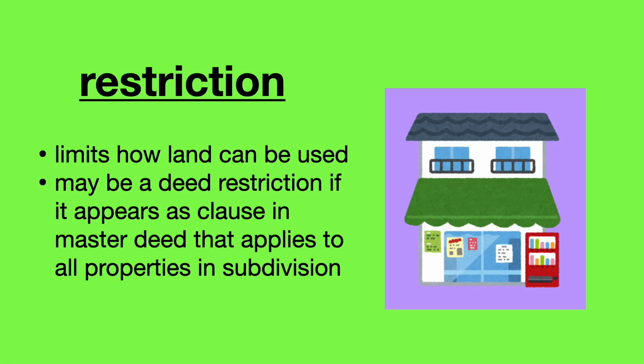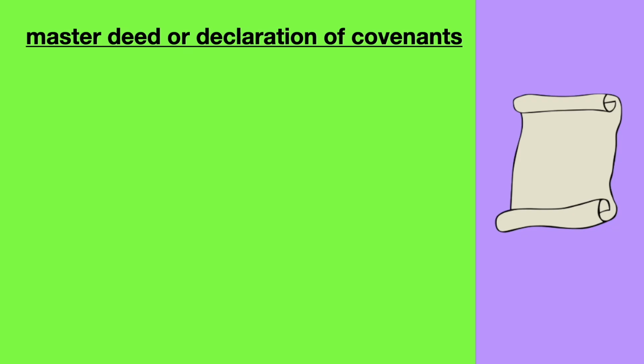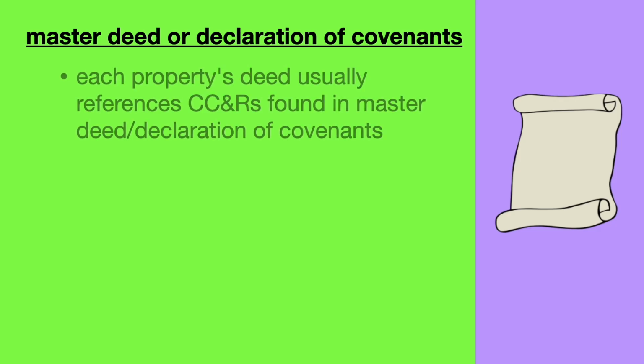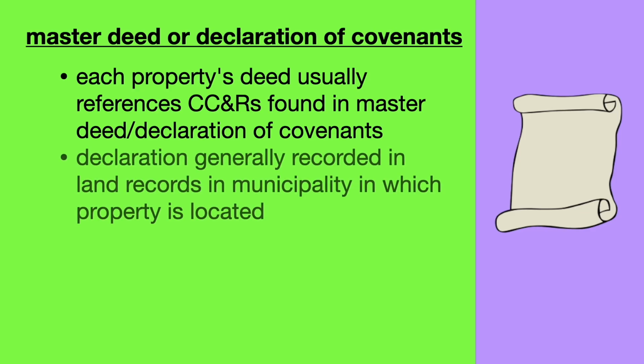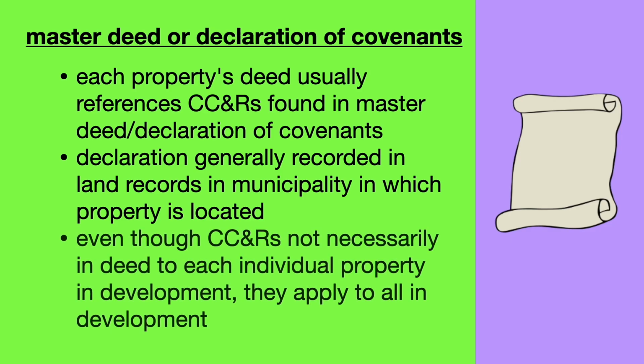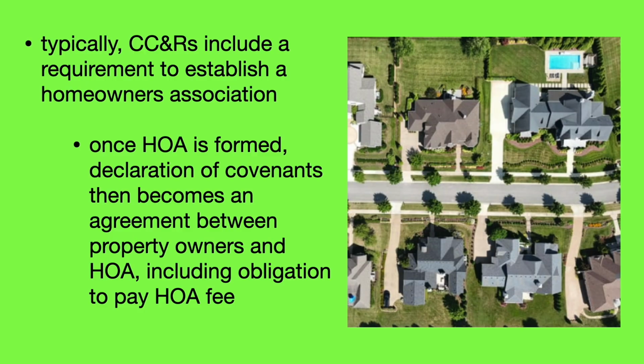A restriction limits how the land can be used. It may be a deed restriction if it appears as a clause in the master deed that applies to all properties in the subdivision. Each property's deed usually makes reference to the CC&Rs found in a master deed or declaration of covenants. The declaration is generally recorded in the land records in the municipality in which the property is located. Even though CC&Rs are not necessarily in the deed to each individual property in the development, they apply to all in the development. Typically, the CC&Rs include a requirement to establish a homeowners association.